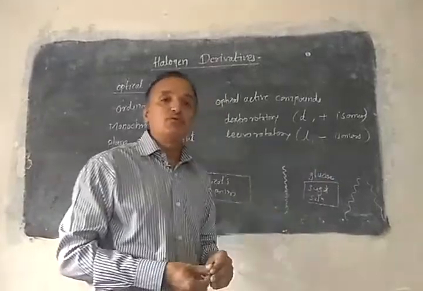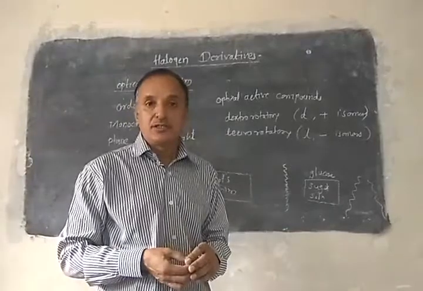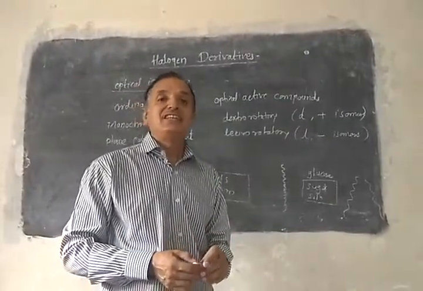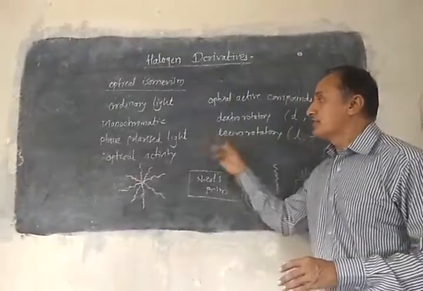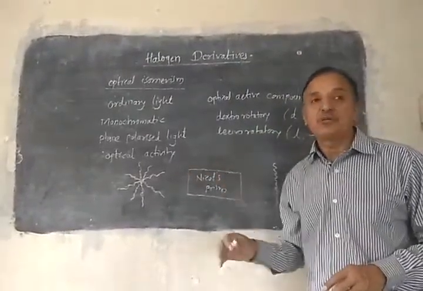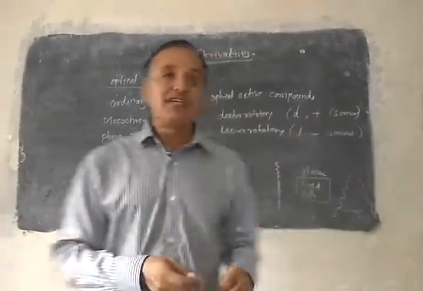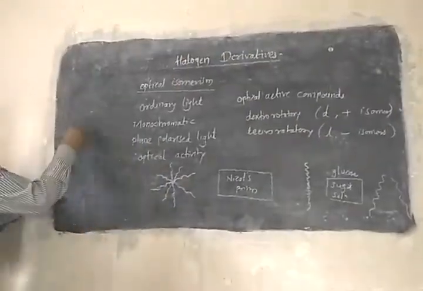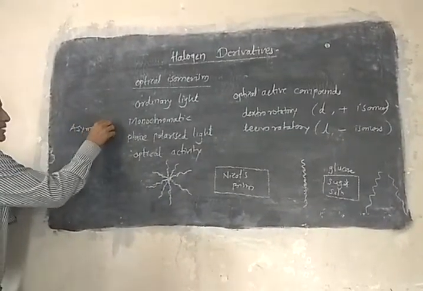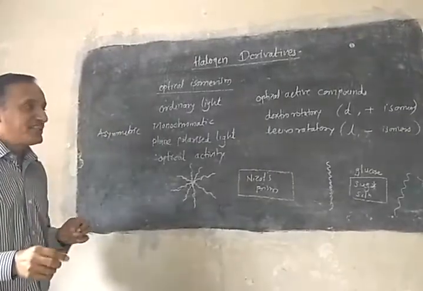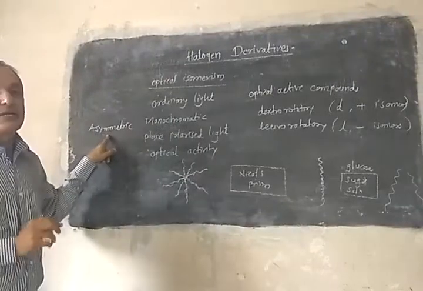Now, why do these compounds show such a property? Not all compounds do. Only some compounds show this property of rotating the light, that is, optical activity. It is because they have an asymmetric carbon atom. Asymmetric carbon atom means that these compounds have an asymmetric carbon atom.